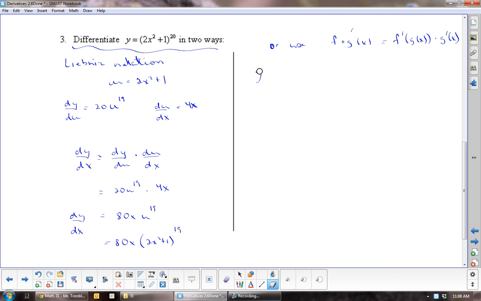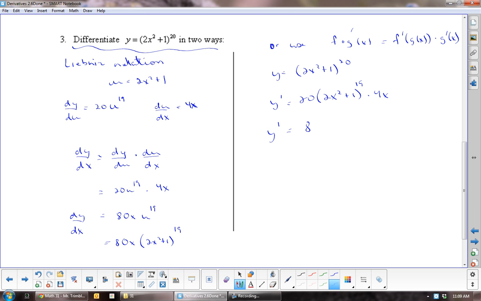Okay, so how would you do this one? Let's write it again. y equals 2x squared plus 1 to the 20. y prime would equal 20 times 2x squared plus 1 times 4x. Oops, forgot my 19. y prime would equal 80x times 2x squared plus 1 to the 19.